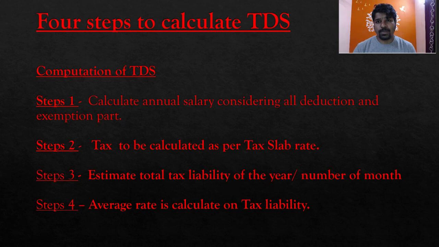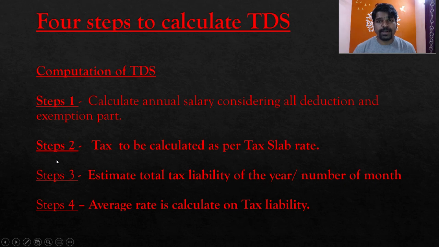So what are the 4 steps for calculating TDS on a monthly basis? Number one, whatever your monthly gross salary is, say suppose 1 lakh, you have to convert it into an annual basis, which comes to 12 lakh rupees, and you have to consider all the exemptions like HRA and LTA allowance, and you have to deduct all the deduction parts like 80C, 80D, 80U, 80I. Say suppose your gross is 12 lakh and there is a deduction of 2 lakh, so your net taxable salary is 10 lakh rupees. That is the first step.